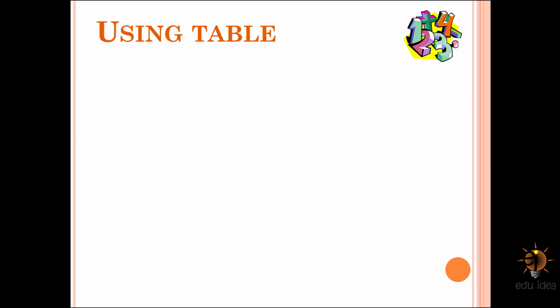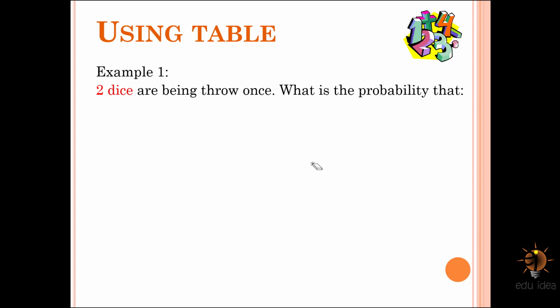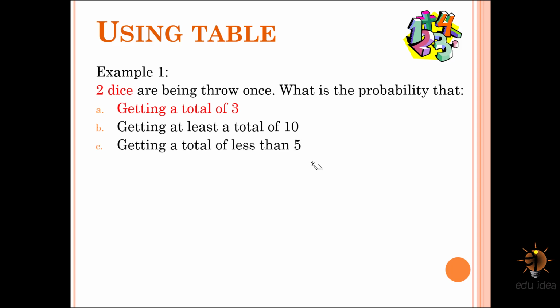Okay, the next one is using a table to find probabilities. So this is the example, example 1. Two dice are thrown at once. What is the probability of getting a total of 3, getting a total of at least 10, and getting a total of less than 5?